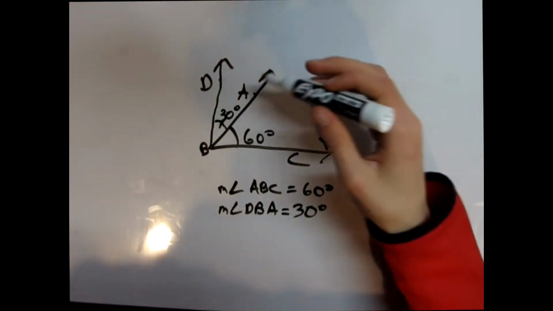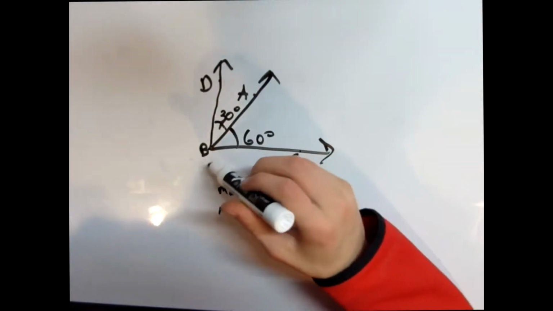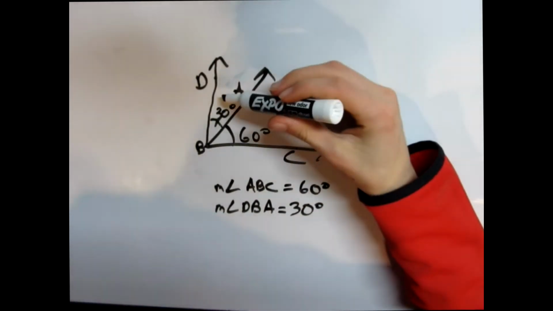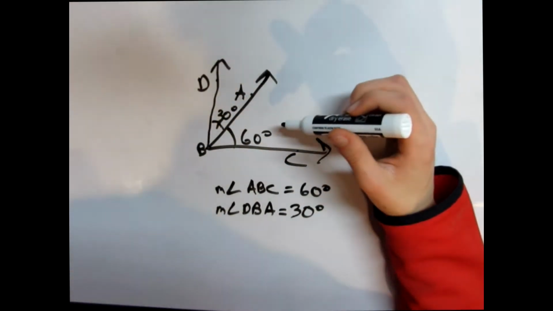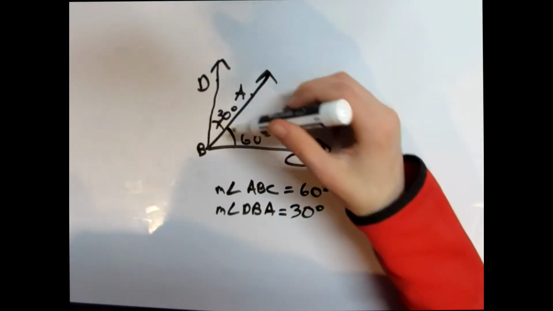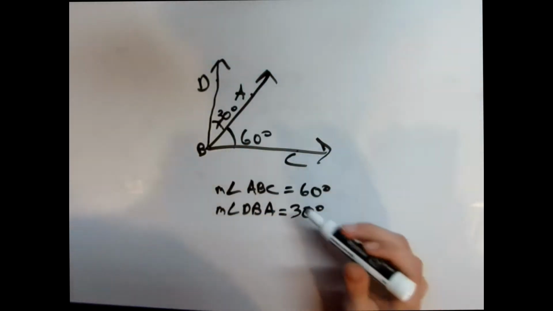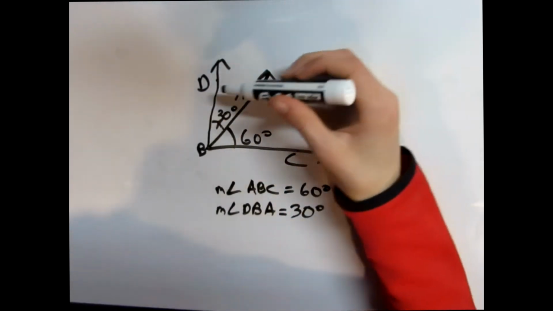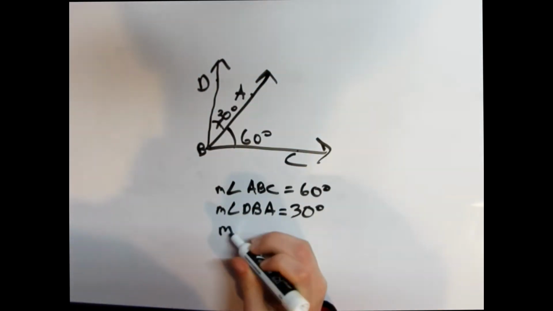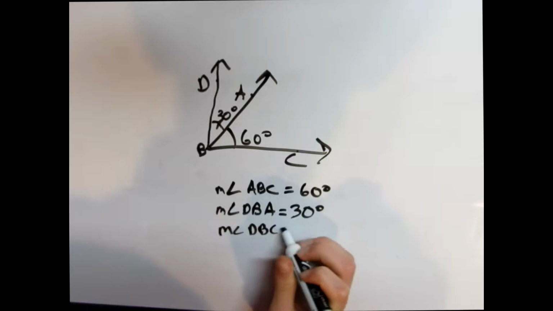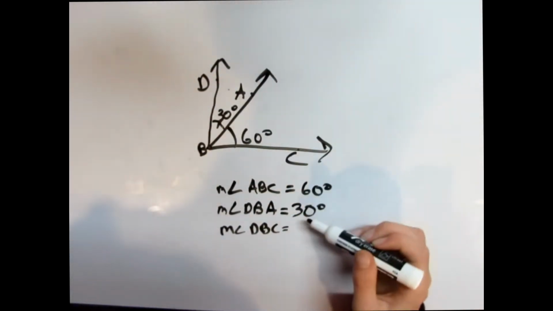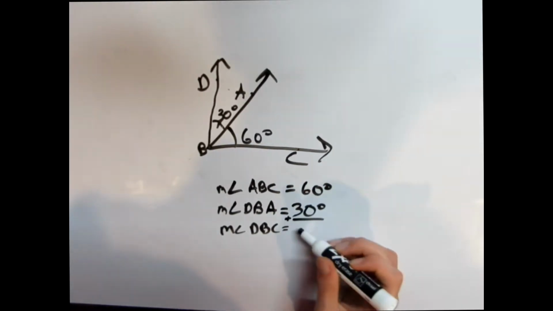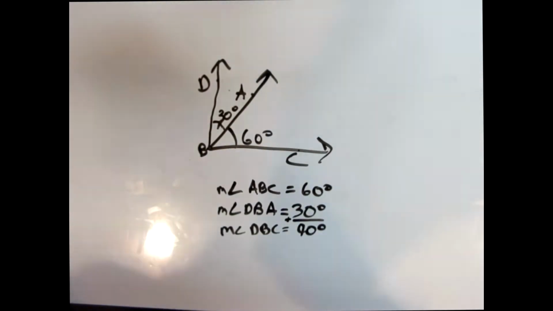First of all, you might notice that these two angles share a side, ray BA. Now, these two angles are what we call adjacent angles, which literally means they're right next to each other. They're sharing a side. What you also might notice is that you could probably guess the measure of angle DBC, which is the measure of angle DBA, which we have here, plus the measure of angle ABC. We add those together, we get 90 degrees.